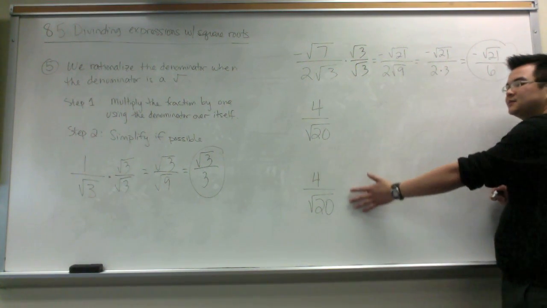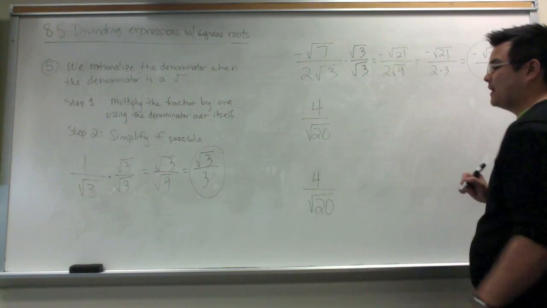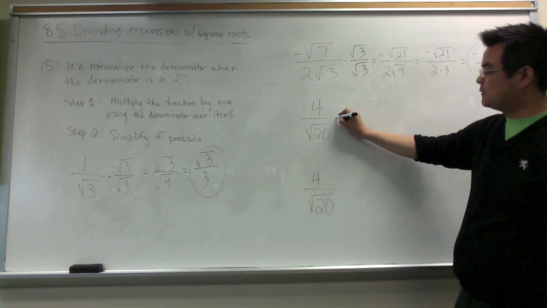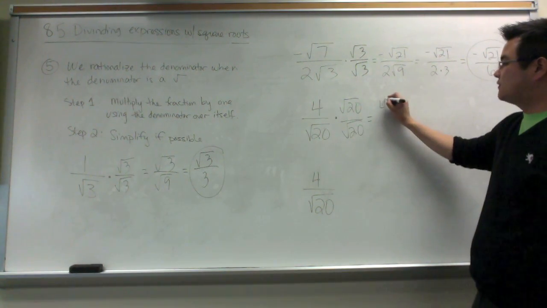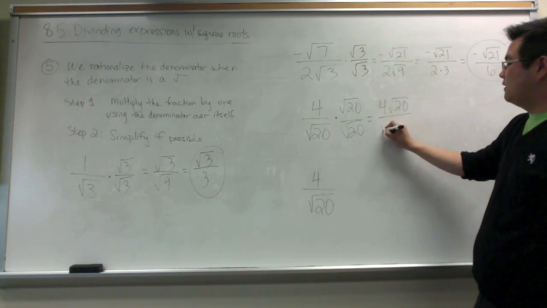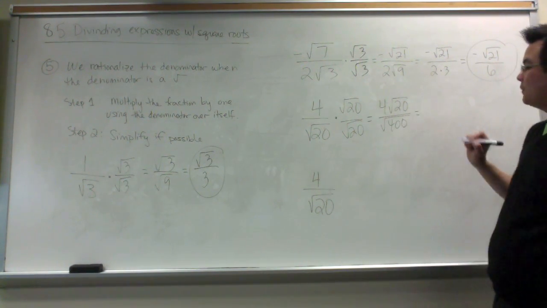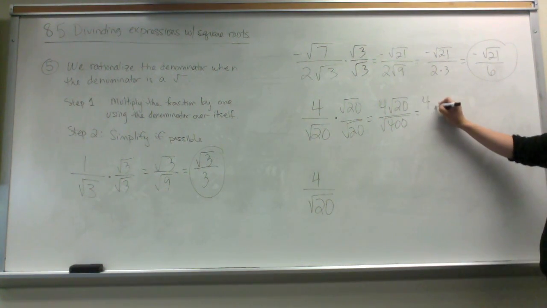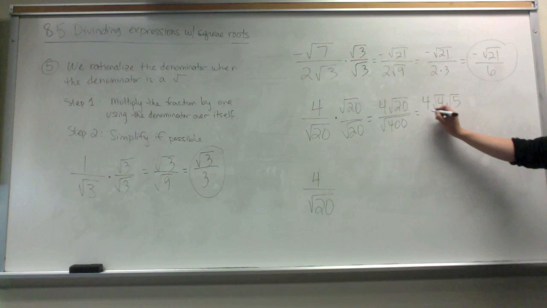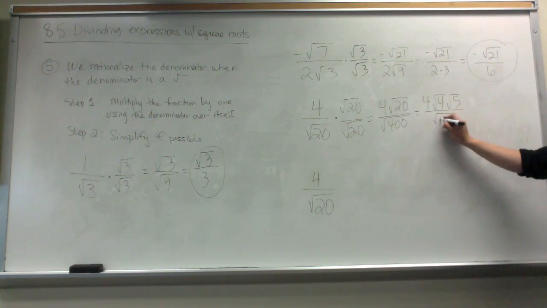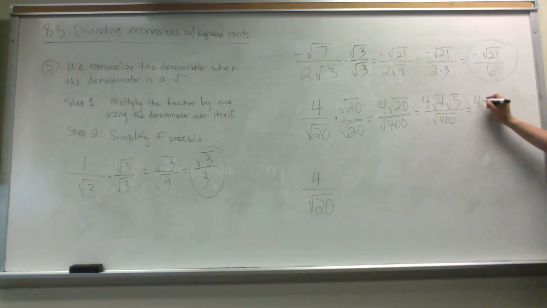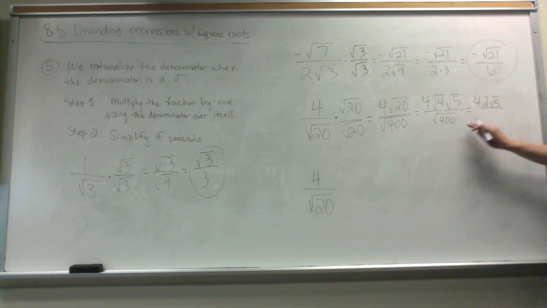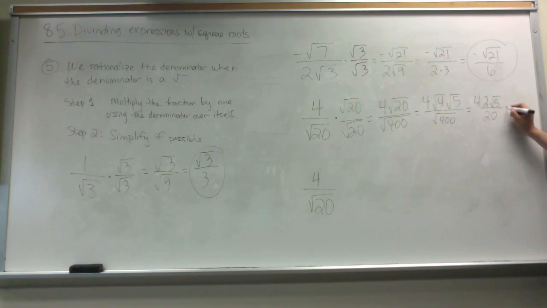Now for our last two examples, I wrote it down twice because there's two ways that you can go about this. So we're going to do the traditional way first. I'm going to rationalize the denominator by multiplying by root 20 over root 20, which is 4 root 20 over root 400. I'm going to simplify this. Root 20 can be broken down into root 4 and root 5. And square root of 400 is already a perfect square, so I'm going to keep it the same. Square root of 4 is 2, so I have 4 times 2 times root 5 over the square root of 400, which is 20. So 4 times 2 is 8 root 5 over 20.